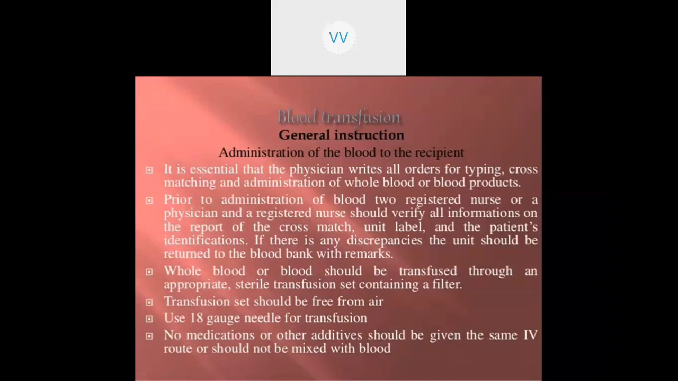It is essential that the physician writes all the orders with the typing, the cross matching, and the administration of whole blood, specifying which type of blood is wanted. Prior to administration of blood, 2 registered nurses or physicians verify all the information and the report of cross match, unit label, and patient's identification. If there are any discrepancies, the unit should be returned to the blood bank with remarks.